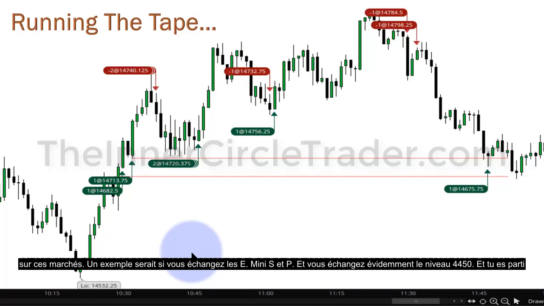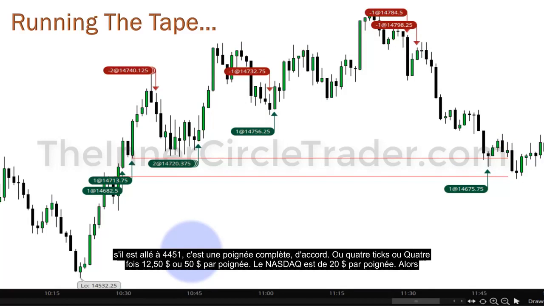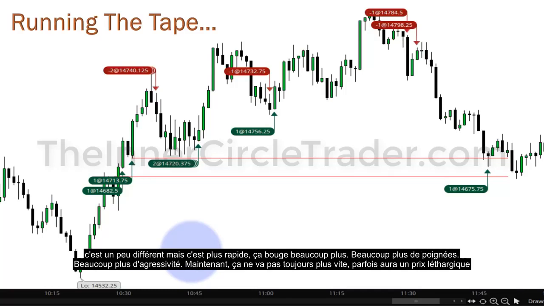An example would be if you were trading the E-mini S&P and you were trading obviously the 4450 level and you went long. If it went to 4451, that's a full handle, okay, or 4 ticks, or 4 times $12.50, or $50 per handle. The NASDAQ is $20 per handle. So it's slightly different.